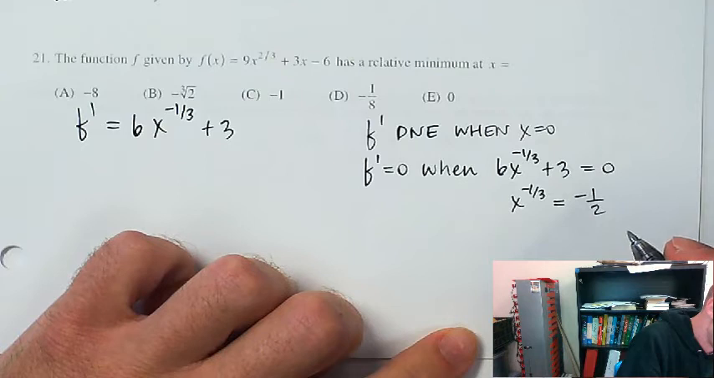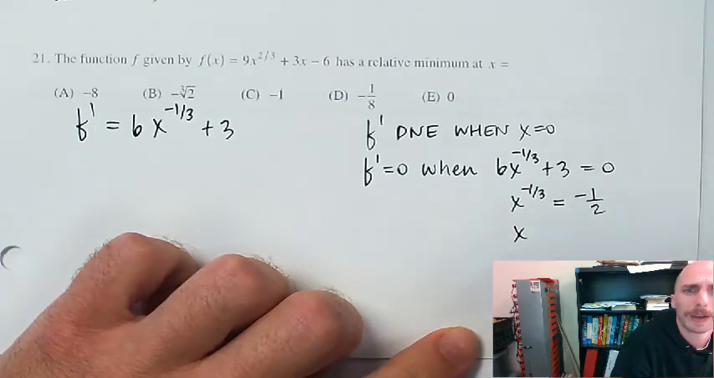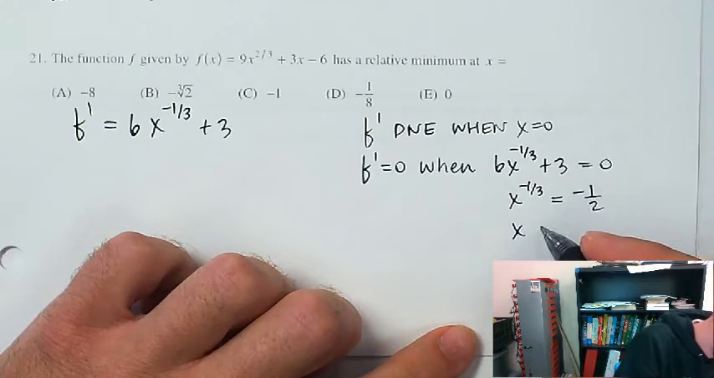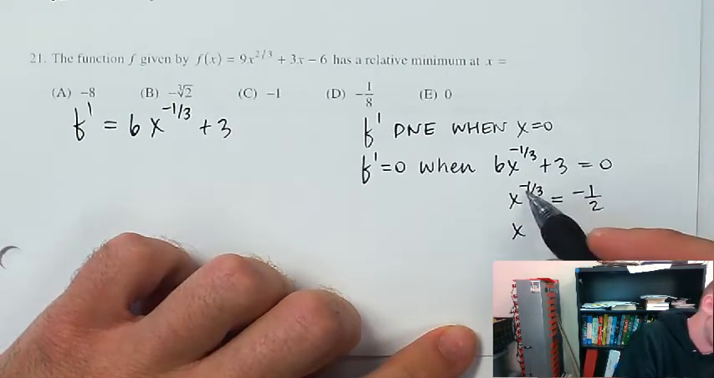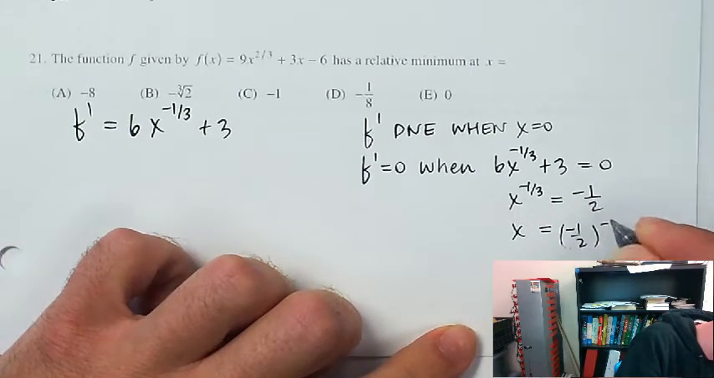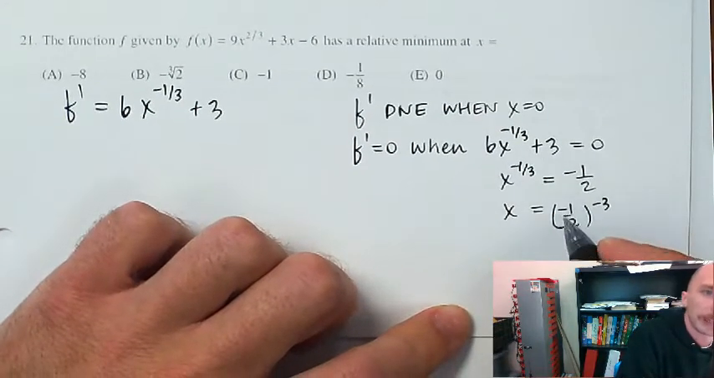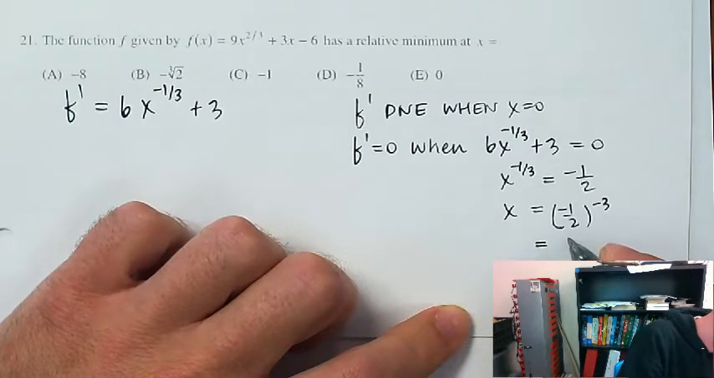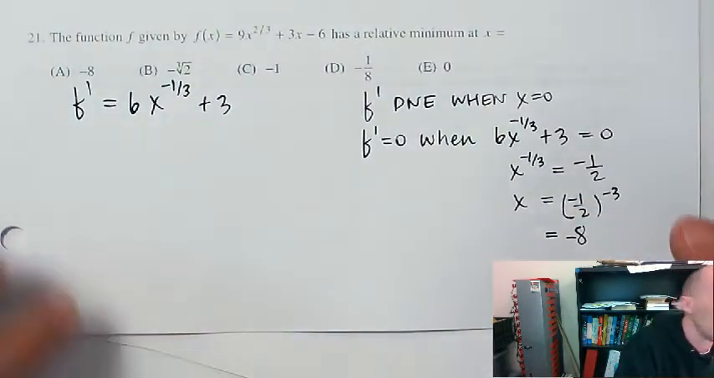And I don't know why I'm having such a hard time with this. I'm going to take negative 1/2 to the negative 1/3, or the negative 3 power. Yeah, because negative 1/3 times negative 3 would be positive 1. And then I'm going to say, all right, well, that's flipping it and cubing it. So that's going to be 2 times 2 times 2 is equal to 8, but it'll be negative because it's the third power. All right, so I've got my two critical points, x equals 0 and negative 8.